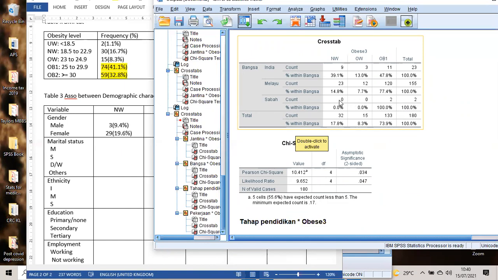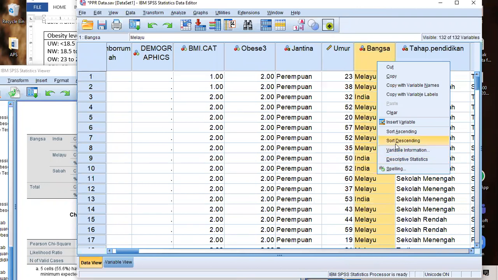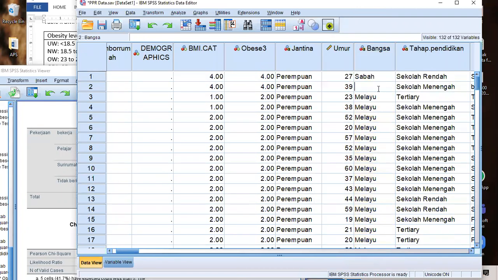What does it suggest? What does it suggest we do after this? This assumption is not met, so the results are not valid. Combine with what? Shall we combine with Melayu? Guys, can we not? Yes, but suppose you can't, then what do you do? For this analysis, go to Bangsa, the Sabahan, and don't include them in this analysis if we can't combine them. Are you with me?